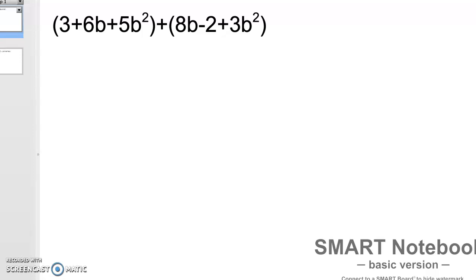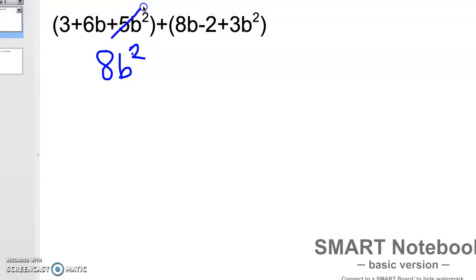In this example, to go forward with adding, I notice that 5b squared is the highest degree in the first set, and 3b squared, also a squared value, is the highest value in the second set. So I want to go ahead and add them together. What we do is we see positive 5b squared plus a positive 3b squared, and we're just going to add the coefficients of 5 plus 3, which is 8, and keep b squared as it is. Do not add the exponents. We only add exponents in a multiplication sentence.